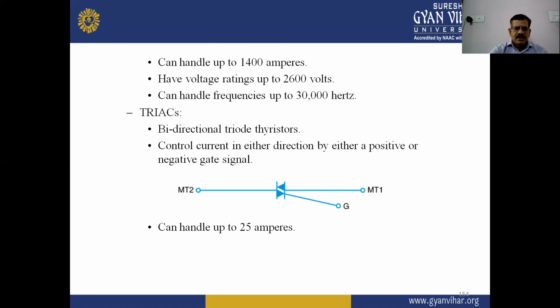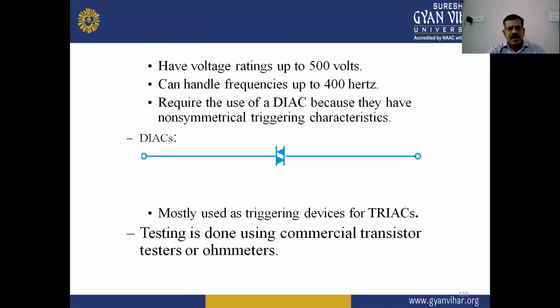The triac can also handle up to 25 amperes of current and has a voltage rating up to 500 volts. The triac can also handle frequencies up to 400 hertz.